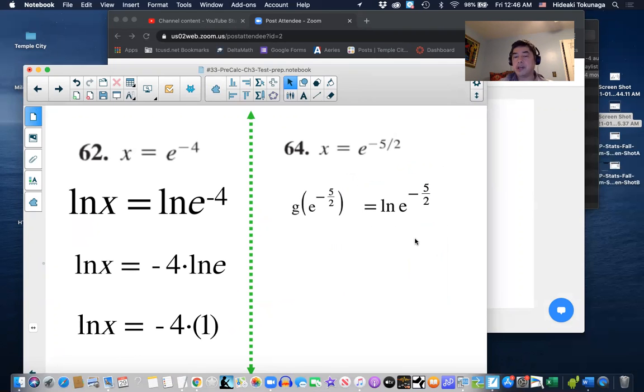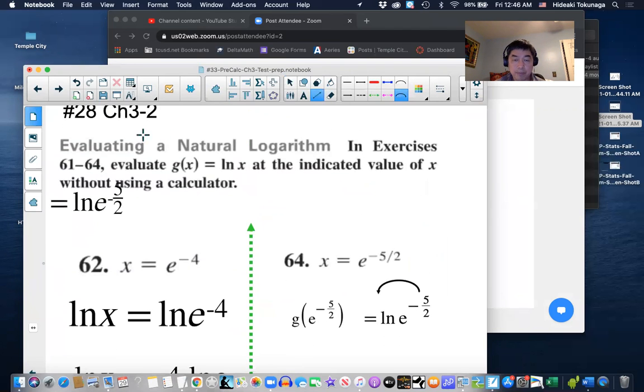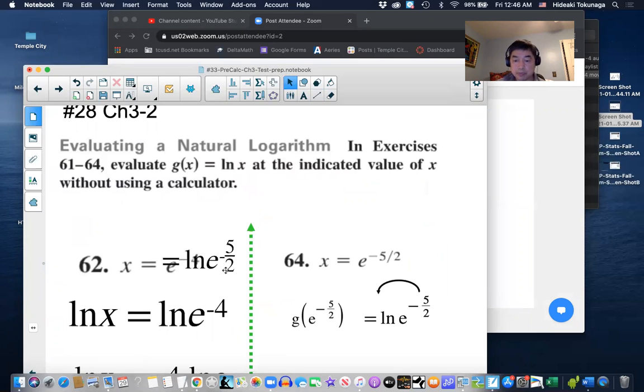So you go this direction. Now, negative 5/2 is the exponent. So you plug it onto the front of the natural log of e. Okay. So in that case, let me write down this expression. Now I can use this one.